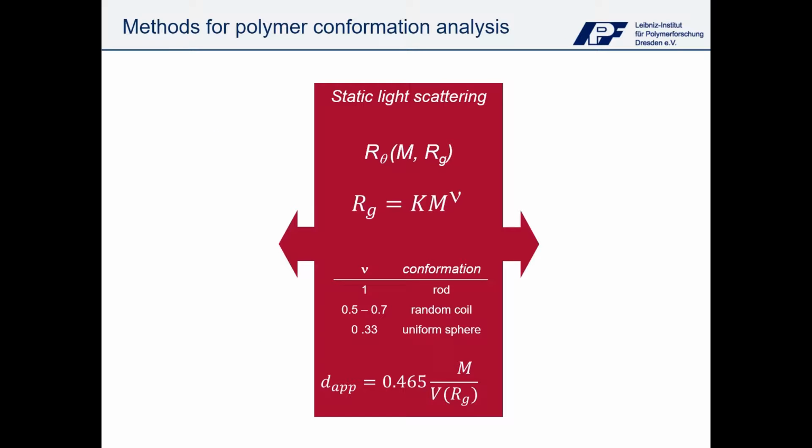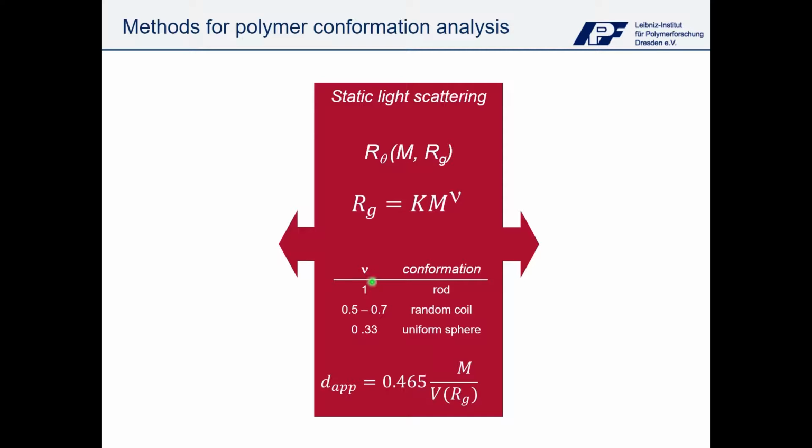The main method for conformation analysis is static light scattering. Static light scattering gives us the Rayleigh ratio, which is coupled with the molar mass and the radius of gyration. Now, having molar mass and radius of gyration from this method, we can solve the equation called the scaling law. If we have different molar masses, for every species we have the molar mass and the radius of gyration, and we can obtain the scaling parameter. And the scaling parameter is directly coupled to the conformation of our particle or macromolecule.